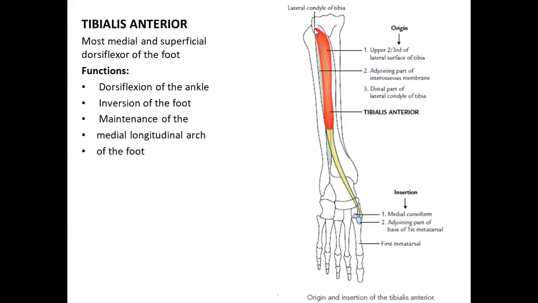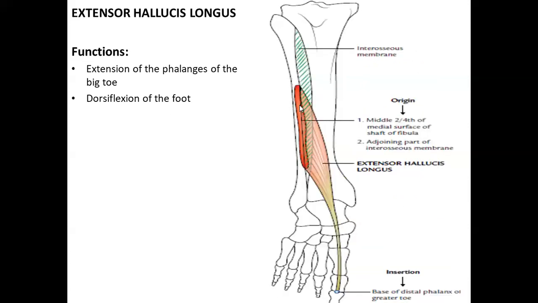So tibialis anterior was going and attaching to the base of the first metatarsal and the medial cuneiform, and this extensor hallucis longus goes and attaches to the base of the distal phalanx of the great toe. Okay, what is its function? Obviously, all those in the front are our extensors. So extension of the phalanx of the big toe, and it is a dorsiflexor of the foot as well.